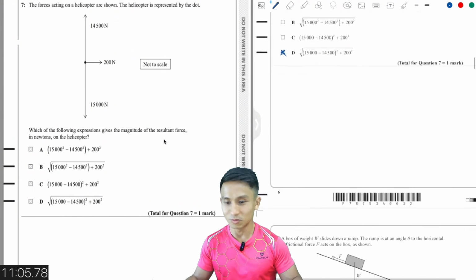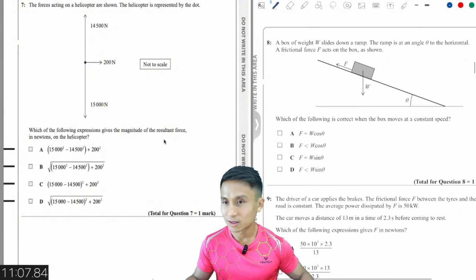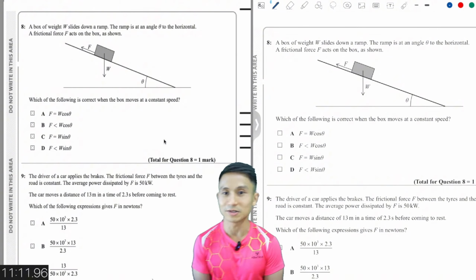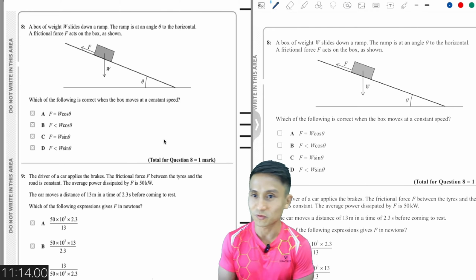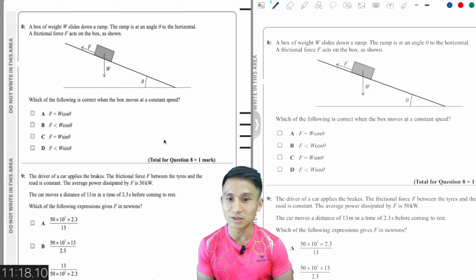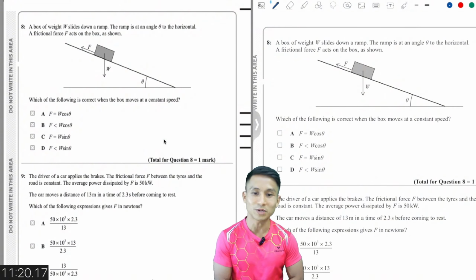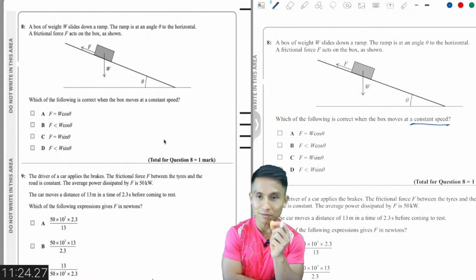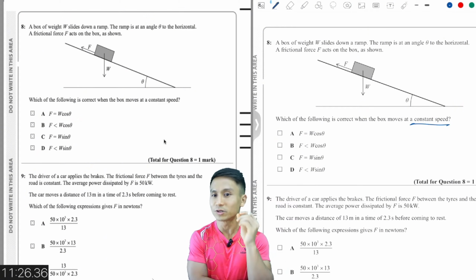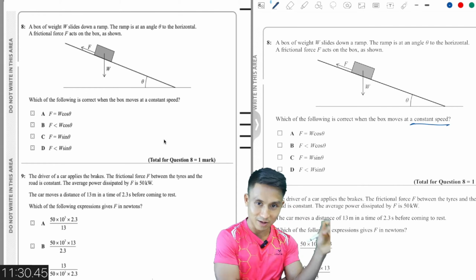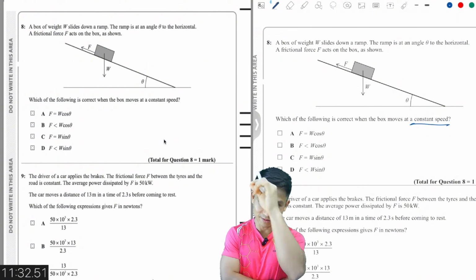Almost flopped there. Question 8. A box of weight W slides down a ramp. The ramp is at an angle theta. The horizontal frictional force F acting on the box is shown. Which of the following is correct when the box moves at a constant speed? Constant speed is the keyword here, because that means the resultant force is 0.